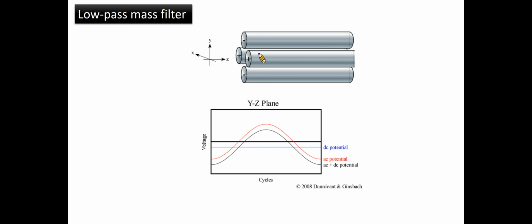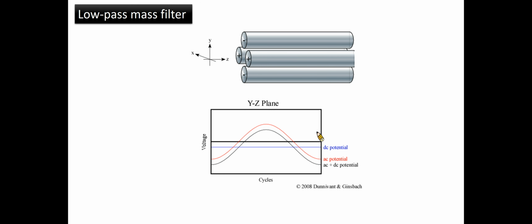Now look at the other pair of rods and the converse of the AC and DC potentials. The rods in the YZ plane have a negative DC voltage and the AC potential is the same magnitude, but the opposite sign as the potential applied to the XZ plane. Heavy ions are still mostly affected by the DC potential, but since it is negative, they strike the electrode and are unable to reach the detector.